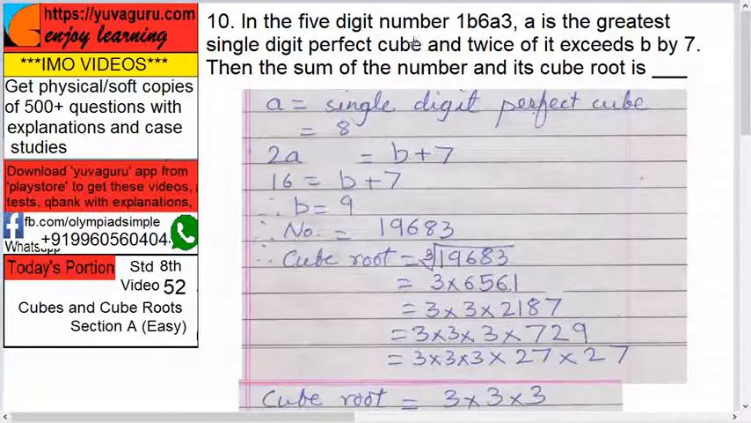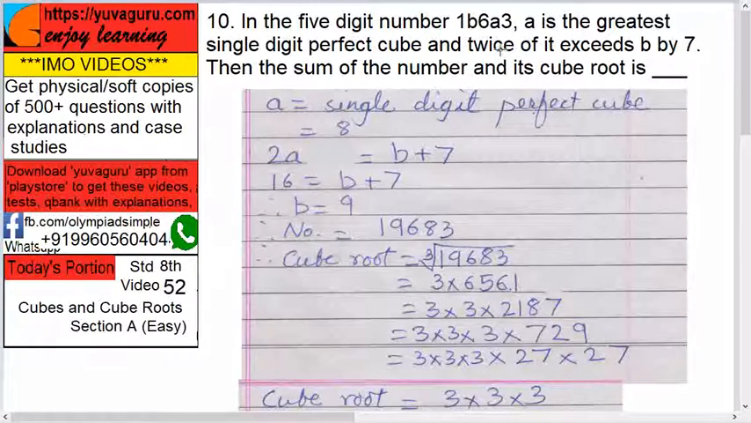So which is the one? Single digit. So 1 cube is 1, 2 cube is 8, 3 cube is 27. So 27 can't be there. So only 2 cube is 8. So 8 will be the number for A, right? Okay. Now A you have got it as 8.